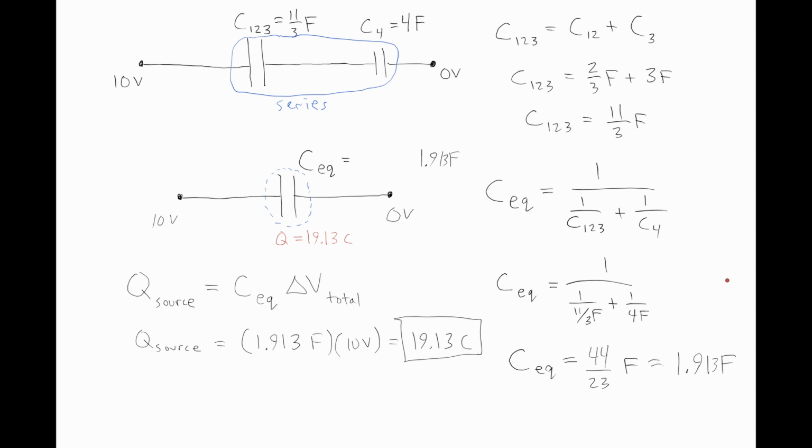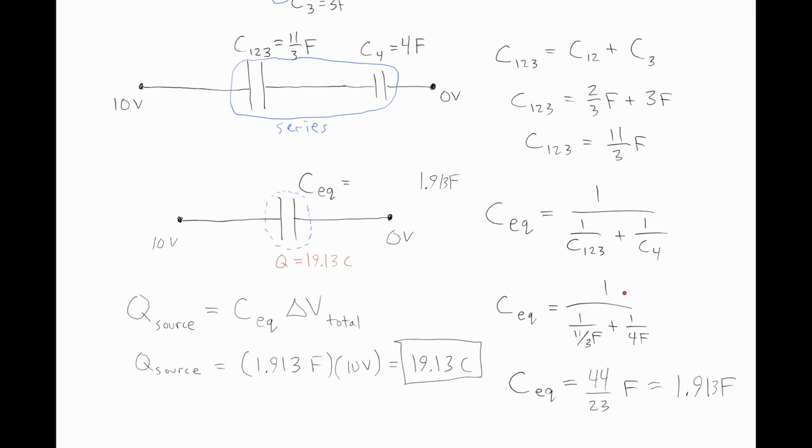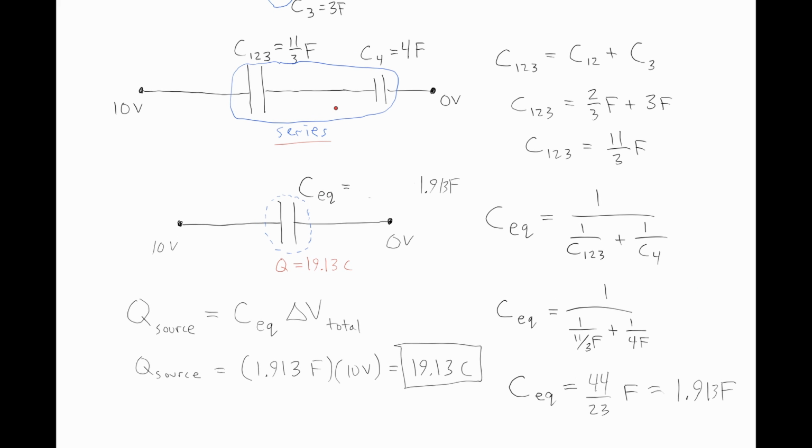Now we can work our way backwards to reason out what charge goes on each of the individual capacitors. So because these are in series in the previous diagram, they have to have the same charge on them. So that means the charge over here, Q4, has got to be 19.13, and the charge on 1, 2, 3 has to be 19.13.